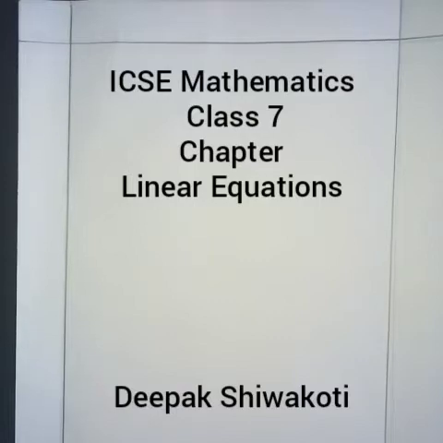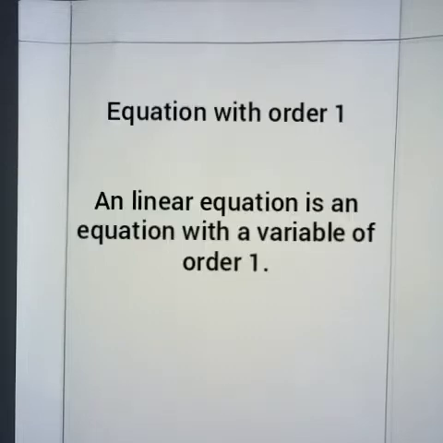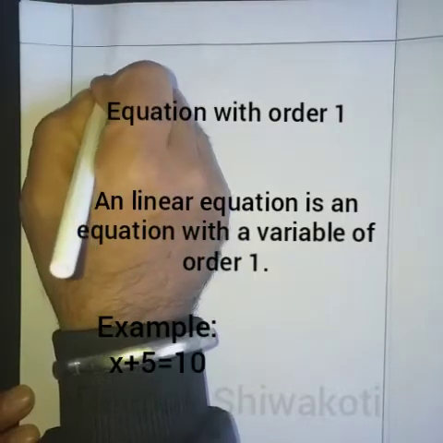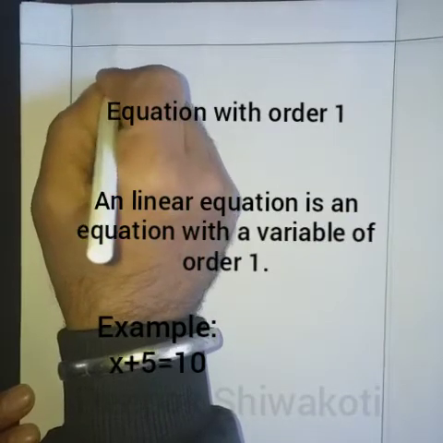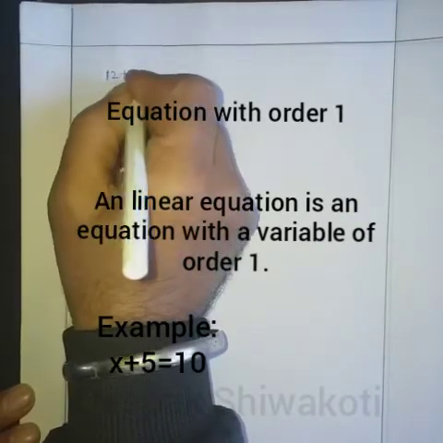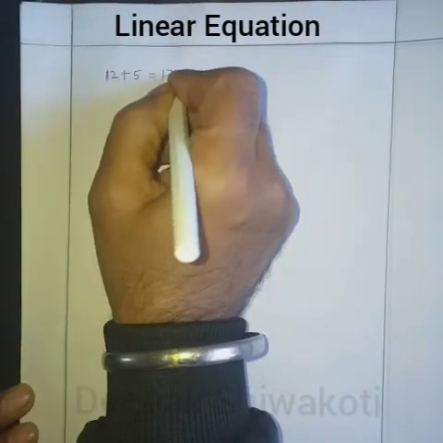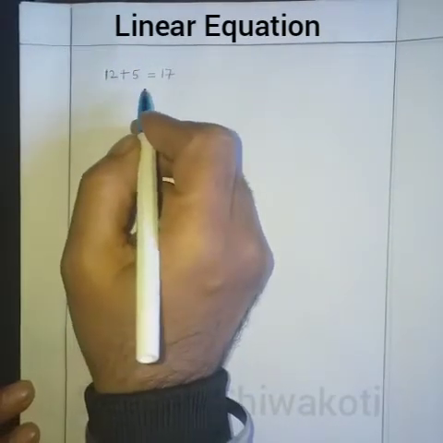Welcome. In this chapter we are going to see equations with order 1, that is, an equation involving one variable with the highest power 1. For example, 12 plus 5 is equal to 17. This is an equation.